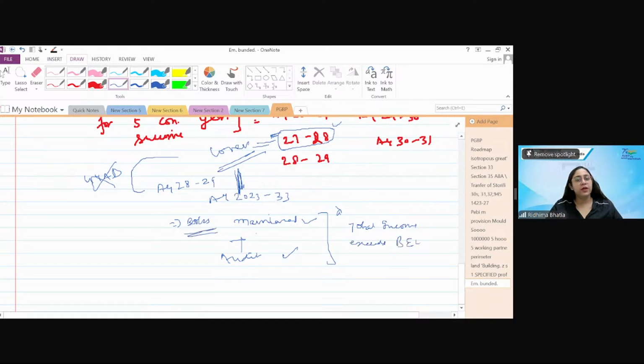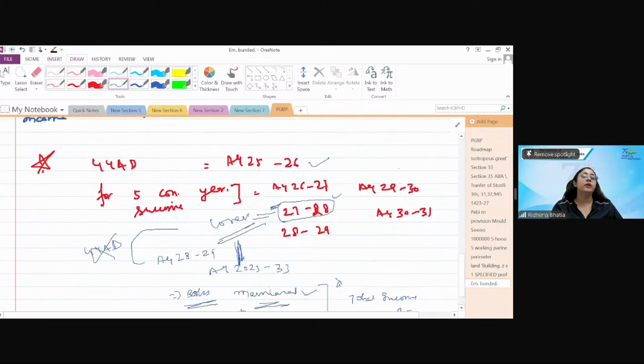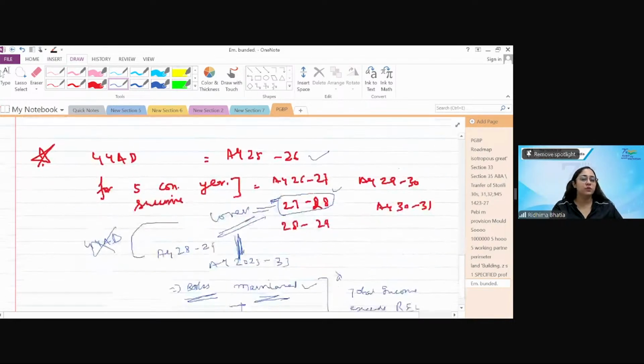So books we now have to maintain. And audit is also mandatory for how many years? The year in which I did not claim, and the 5 consecutive years. Now, this is the problem with 44AD. Earlier, this provision was going on and off smoothly.